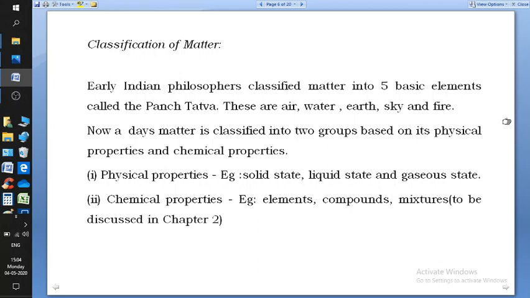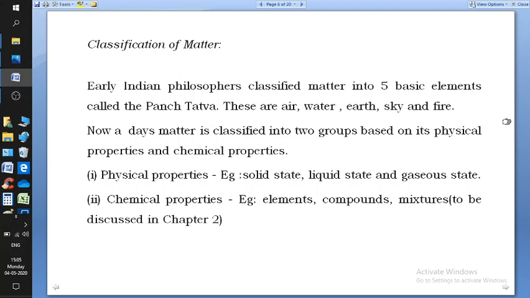The next thing that we have is classification of matter. In the ancient times, Indian philosophers said that there are 5 kinds of matter. These were called Panch Tattva, and these are air, water, earth, sky, and fire. So they considered that matter exists as air, water, earth, sky, and fire. These were matter for them in ancient times.